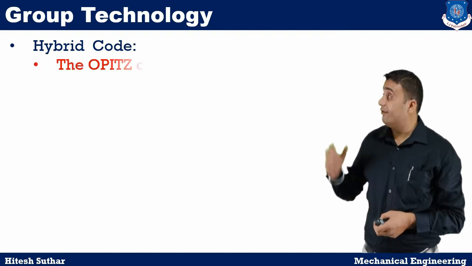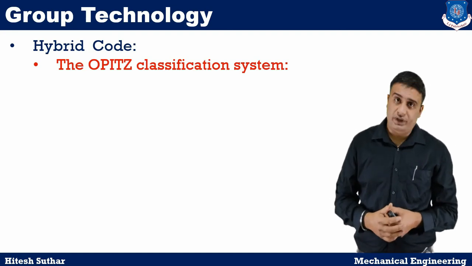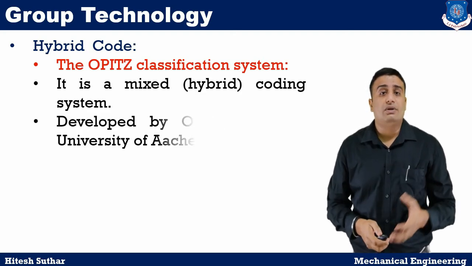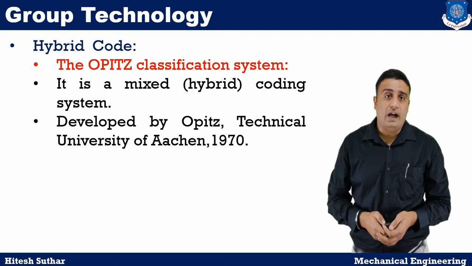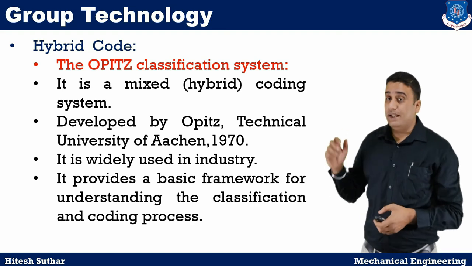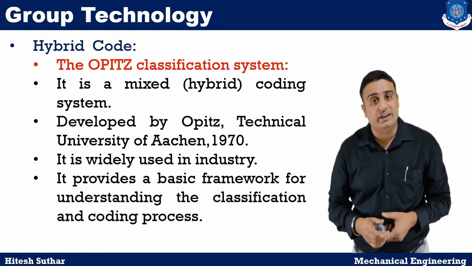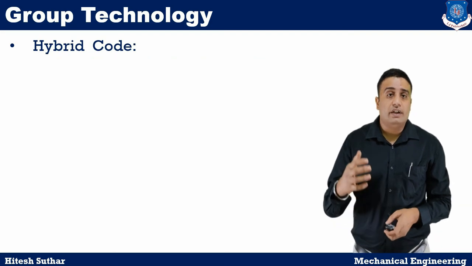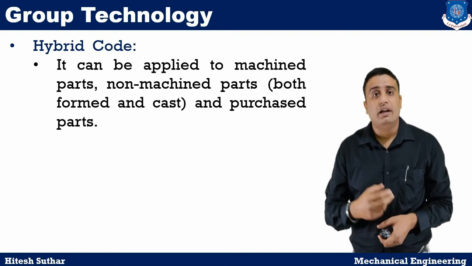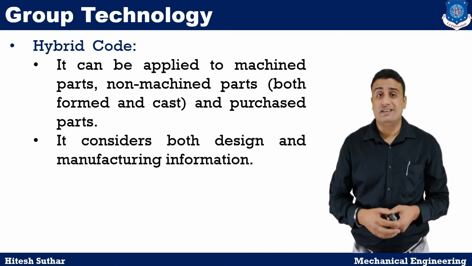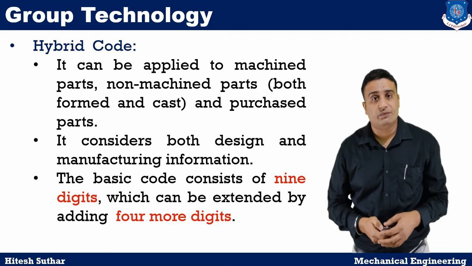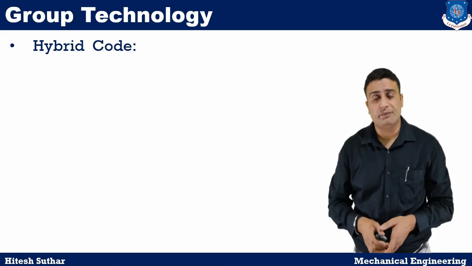Let's discuss the first example of a hybrid coding system, the Opitz classification system. It is a mixed hybrid coding system. This system was developed by the Technical University of Aachen in 1970. It is widely used in industry. It provides the basic framework for understanding the classification and coding process. It can be applied to machine parts, non-machine parts, both formed and cast, and purchased parts. It considers both design and manufacturing information. The basic code consists of 9 digits, which can be extended by adding 4 more digits.